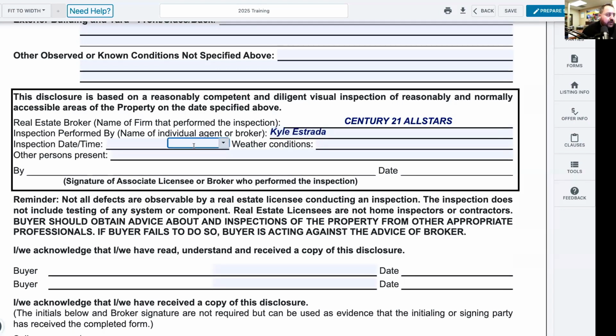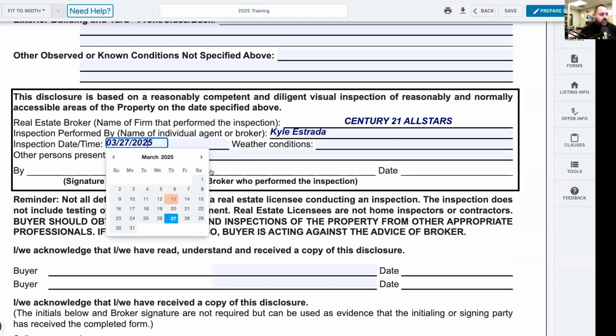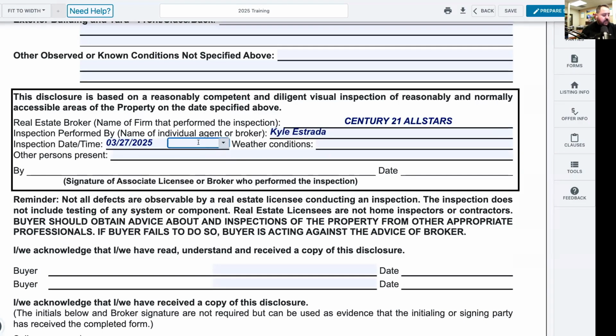So I did it. What time did we do it? So what time is it right now? It's 11:37. And weather conditions right now, what? It's a little overcast.